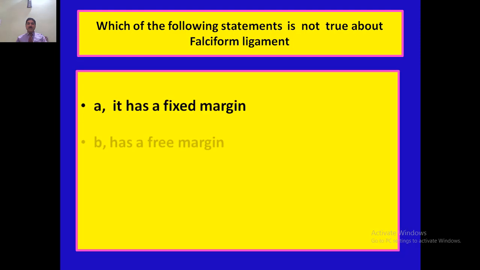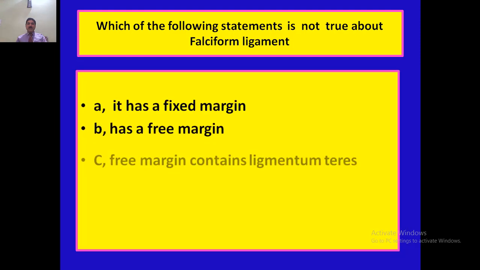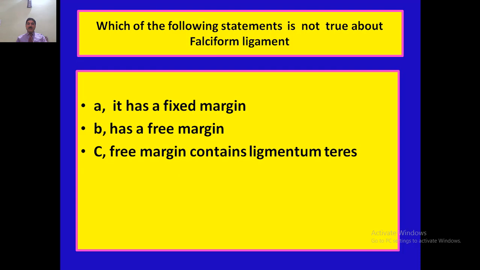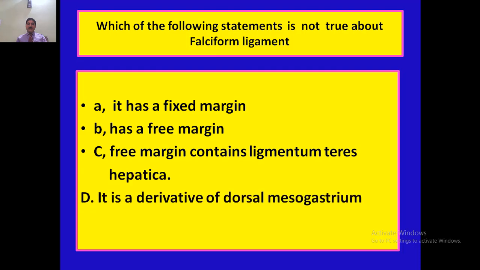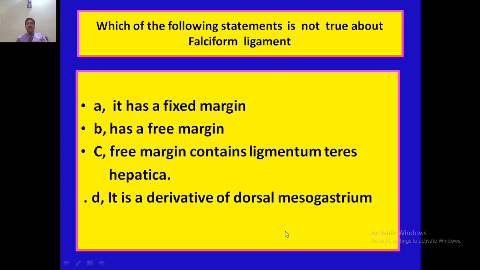Which of the following statements is not true about falciform ligament? A. It has a fixed margin. B. It has a free margin. C. Free margin contains ligamentum teres hepatis. D. It is derivative of the dorsal mesogastrium. D is the wrong option because it is derivative of the ventral mesogastrium.